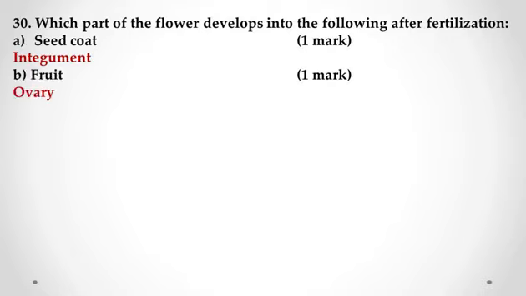Question 30. Which part of the flower develops into the following after fertilization? A. Seed coat, and B. Fruit. The part of the flower which develops into the seed coat after fertilization is the integument. And the part of the flower which develops into a fruit after fertilization is the ovary.